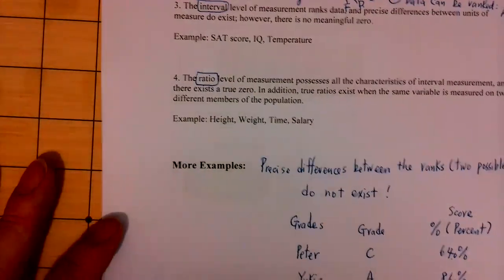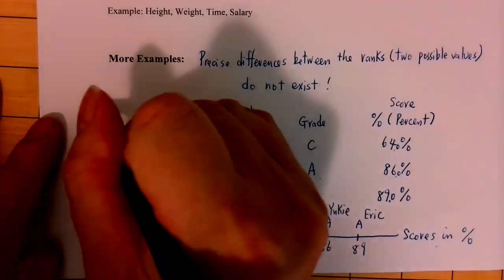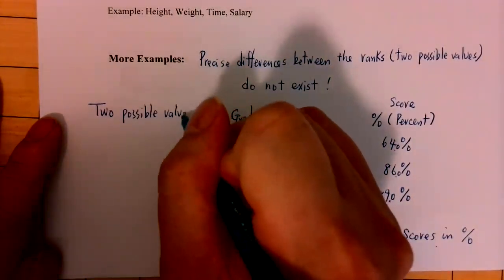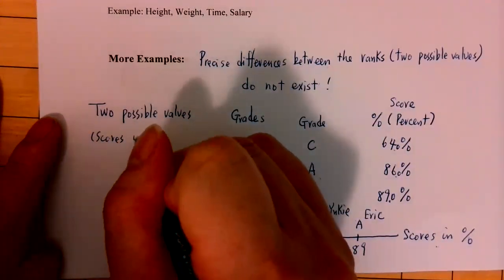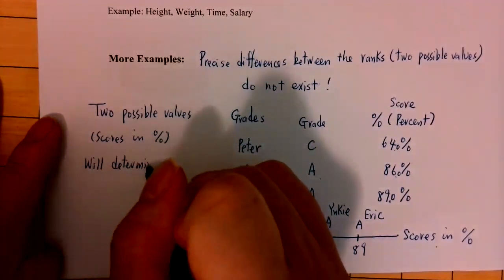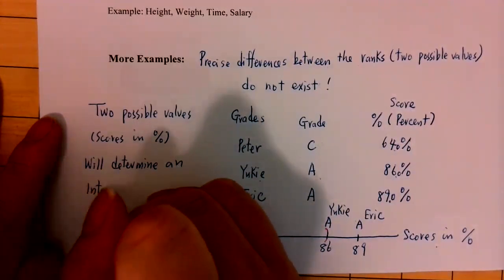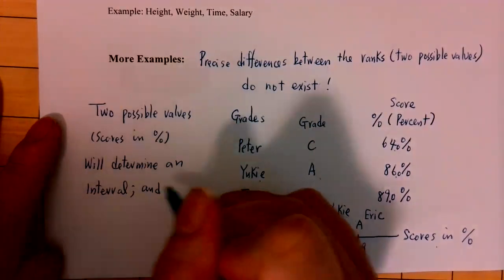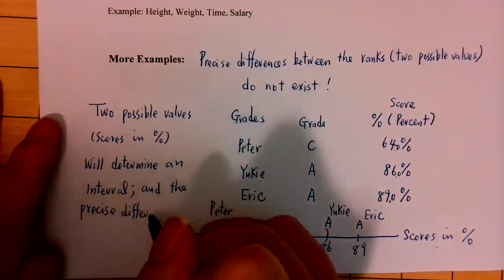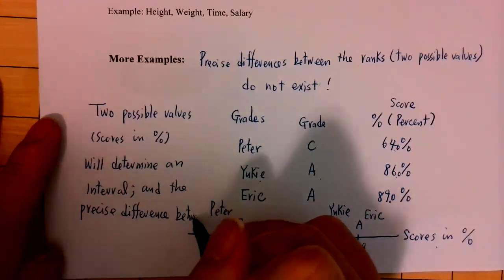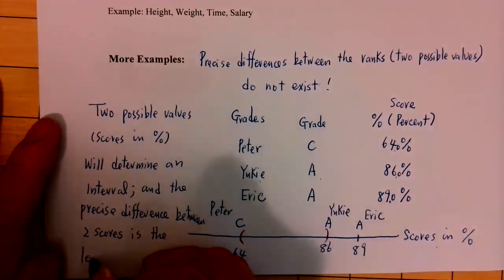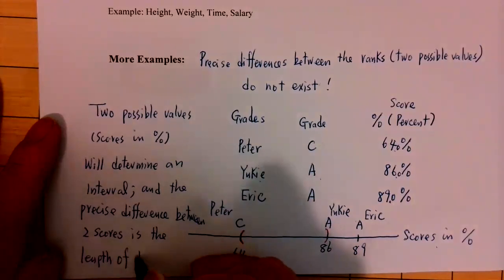If I use score, two possible values, or you say score in percentage, will determine an interval. And the precise difference between two scores is the length of the interval.